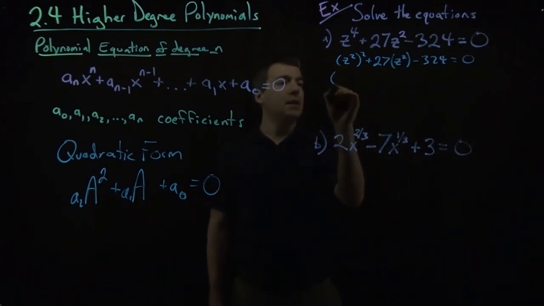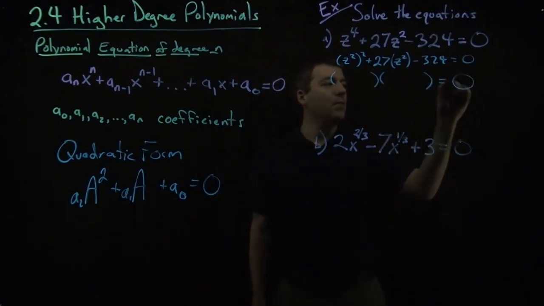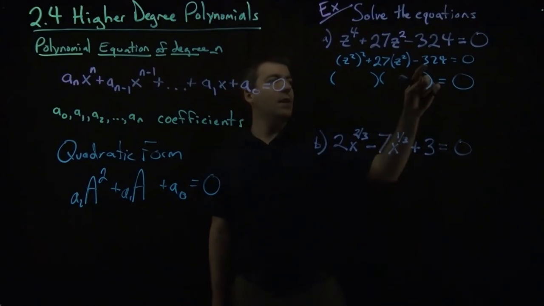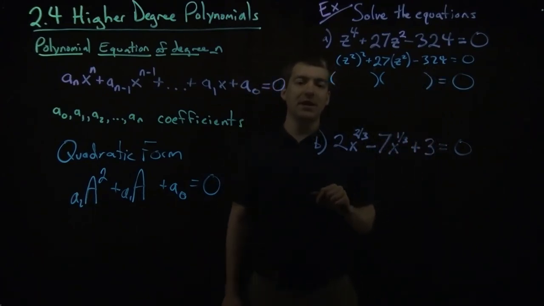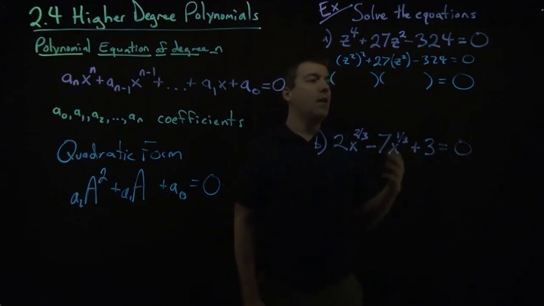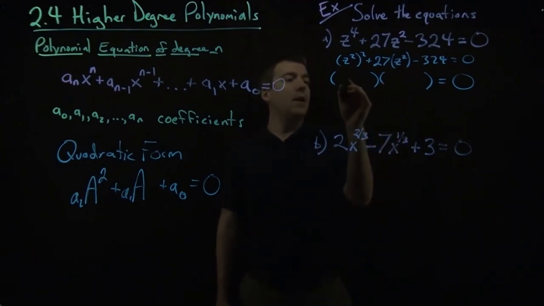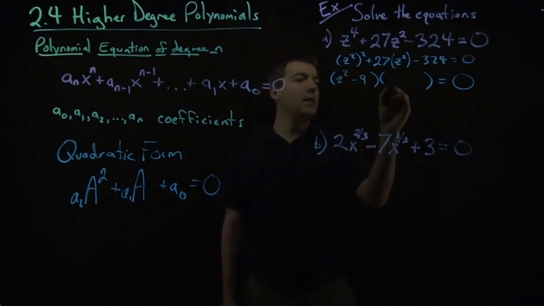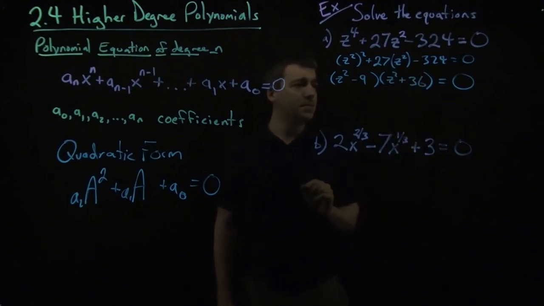And this does indeed factor. We need factors of negative 324 that add up to positive 27. That happens to be 9 and 36 with the negative on the 9. So we'll have z squared minus 9 times z squared plus 36.